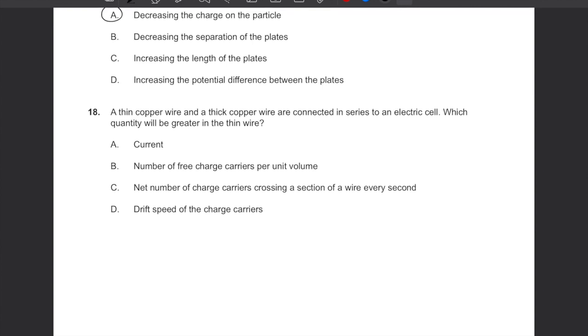Okay, we have a thin copper wire and a thick copper wire connected in series. We have a current flowing through them, and we have to see which quantity will be greater in the thin wire. Okay, so the current is going to be the same for two objects in series, so it's not A. And these two wires are made of the same material, so they have the same number of free charge carriers per unit volume. We label that with n in this.